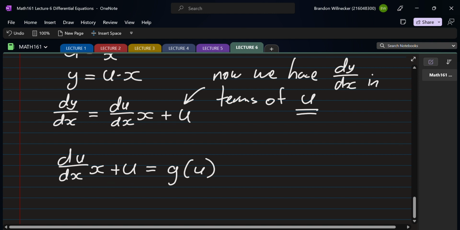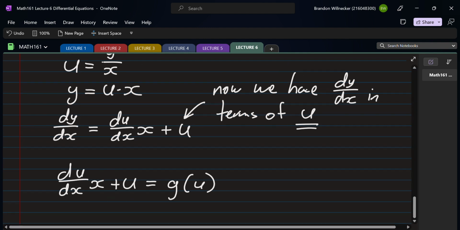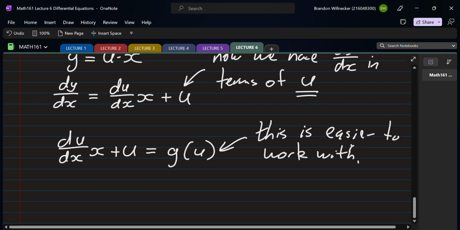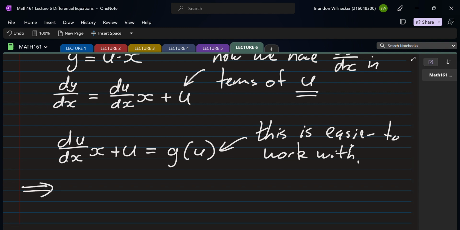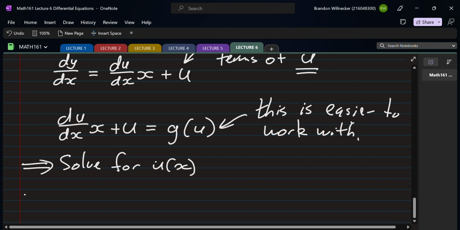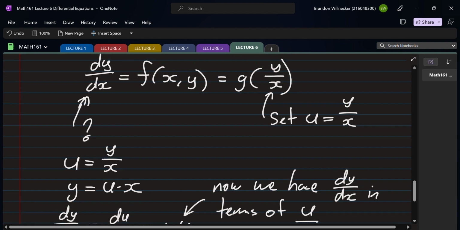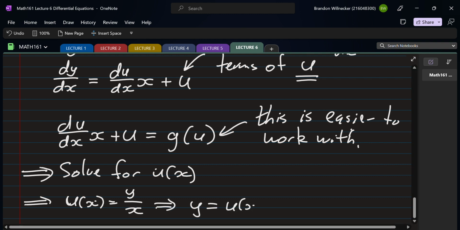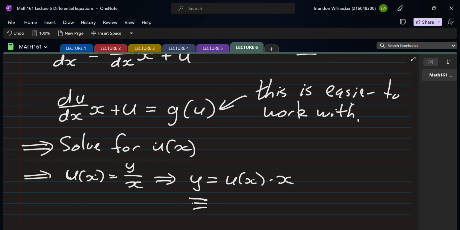Okay, and we'll see that after making the substitution, this becomes a lot easier to work with. So what we do is we solve this easier equation for u, and then we just substitute back. So we solve for u, so that's u of x, and then we substitute. Remember u is equal to y over x, so that means y is u of x times x. Okay, and then this is the solution we wanted.